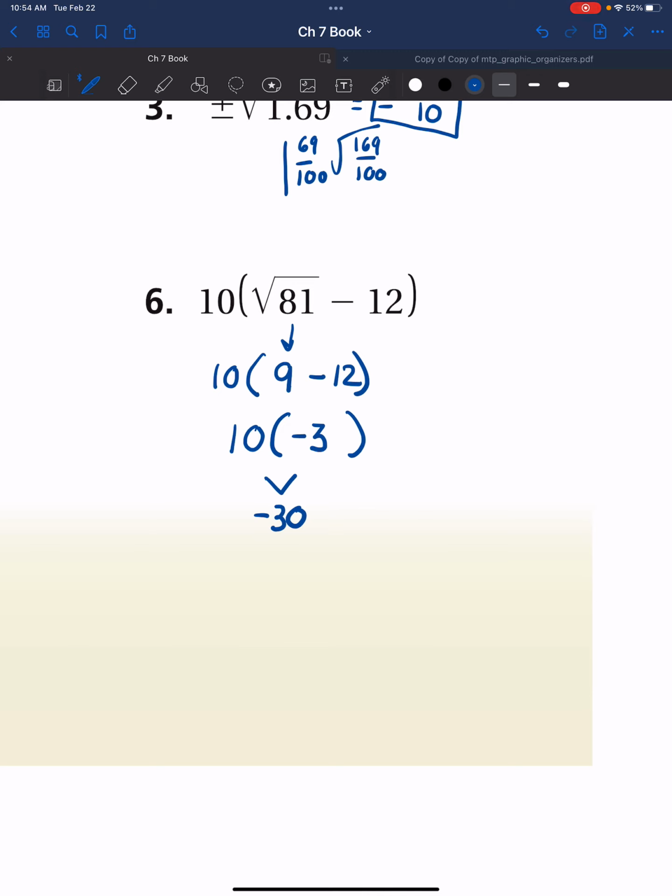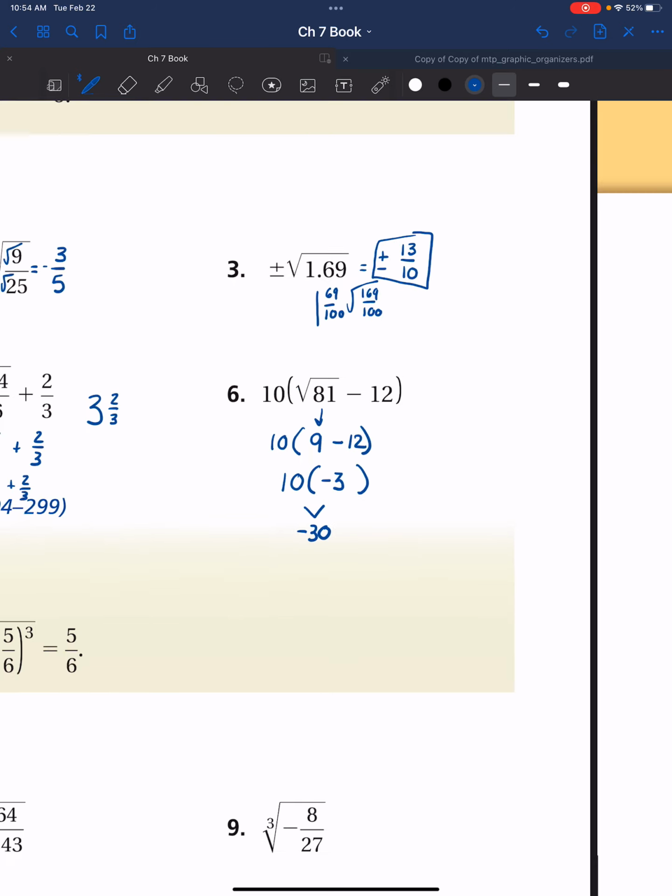So I've got the square root of 81 is 9. 9 minus 12 is negative 3. 10 times negative 3 is negative 30. And that's why parentheses are important, because I did not put my parentheses in, and I did 10 times 9. I'm glad that you realize that. The parentheses are so wildly important. And in a calculator, if you didn't have parentheses in this, it wouldn't do it correctly either, right? A calculator would not do the order of operations.